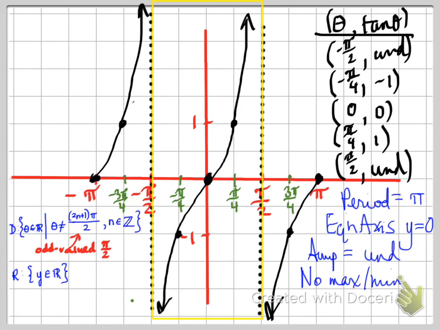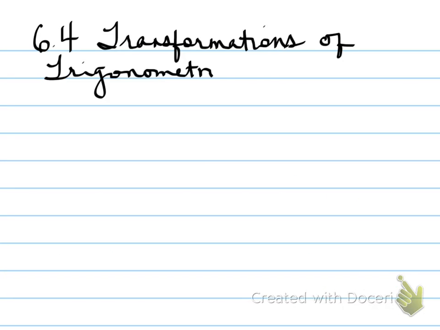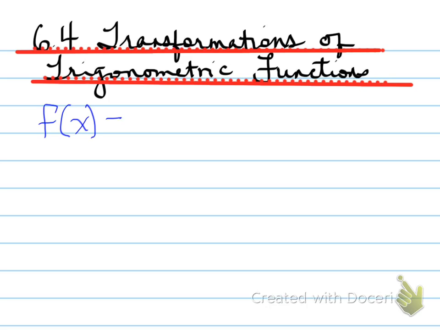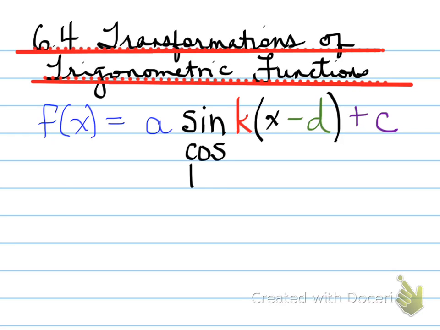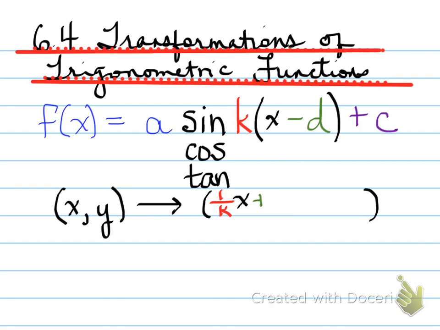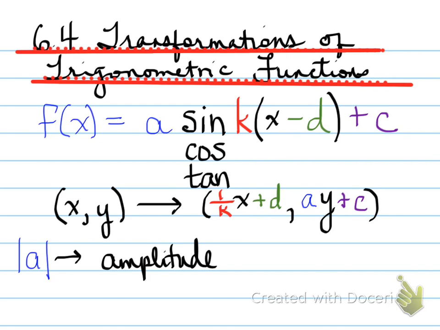All right, next part. We're going to go right into 6.4, folks. So 6.4 is the transformations of trigonometric functions. With the transformations, it's the exact same values we've been looking at before: a, k, d, and c, where a has to do with the vertical stretch or compression and a vertical reflection. k has to do with the horizontal stretch or compression and a horizontal reflection. d has to do with the horizontal translation left or right. And finally, c has to do with the vertical translation up or down.